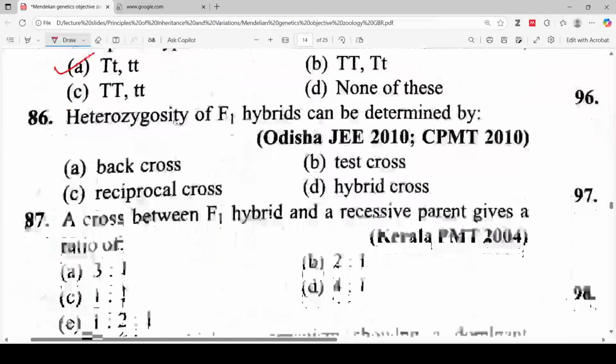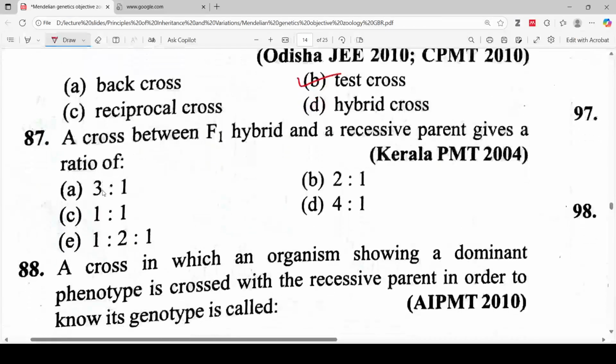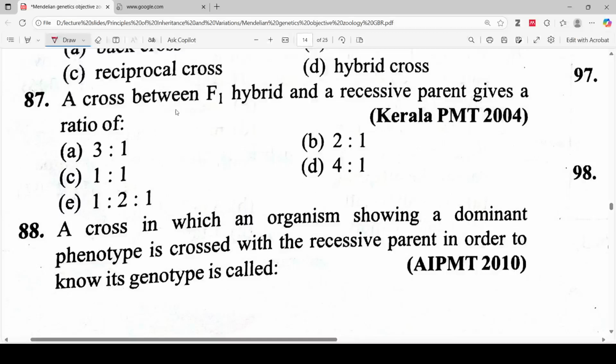Next question. Heterozygosity of the F1 hybrid can be determined by. So the correct answer is test cross. Next question. A cross between an F1 hybrid and a recessive parent gives a ratio of.